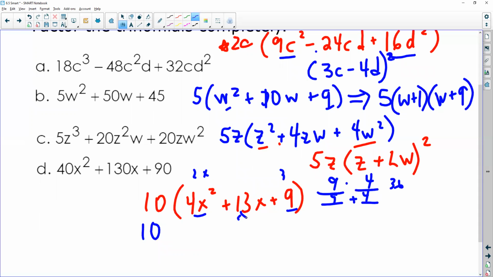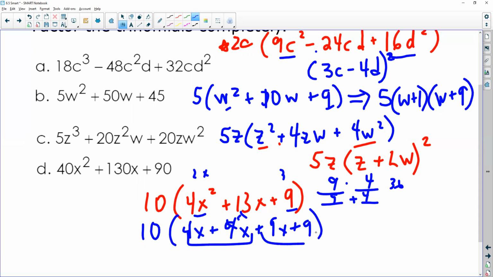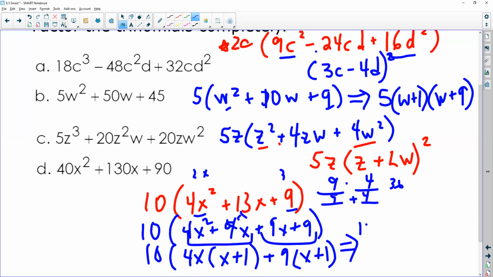Okay, so I'm going to split that. 4x squared plus 4x plus 9x plus 9. Not terrible. Group. So I get 10 on the outside, 4x leaves me x plus 1. We'll add a 9. Leaves me x plus 1. And now combine stuff around. So I'm going to get 10 at the front, (x plus 1)(4x plus 9). You're going to have to use all the tricks in your bag to do these. So practice, practice, practice. And if you need help, you know where to find me.